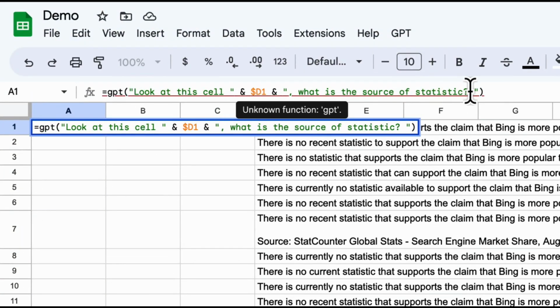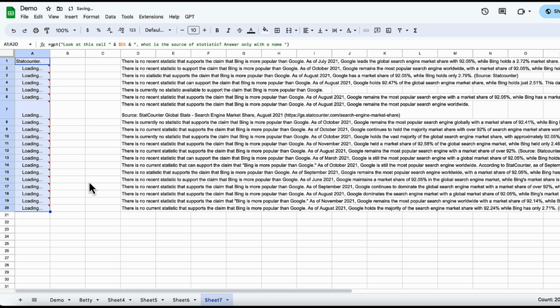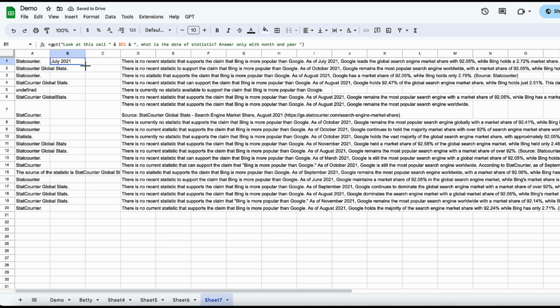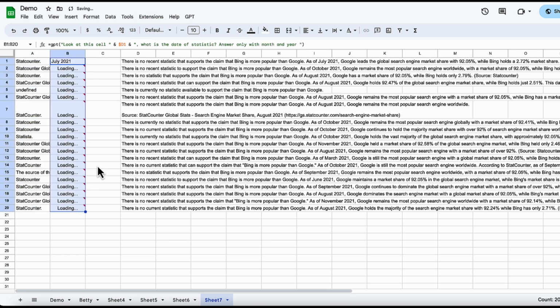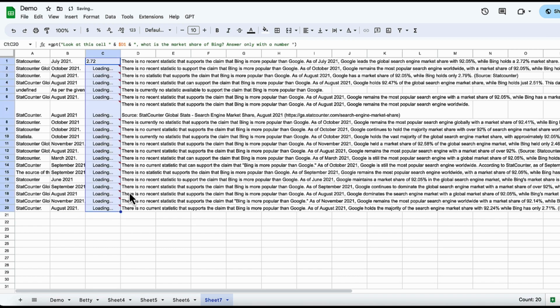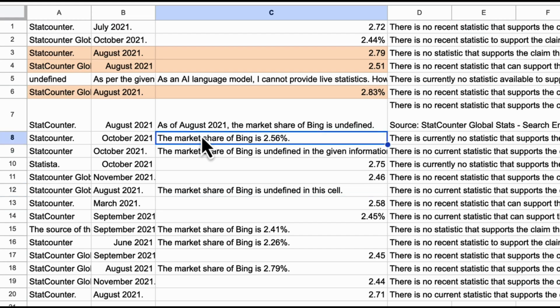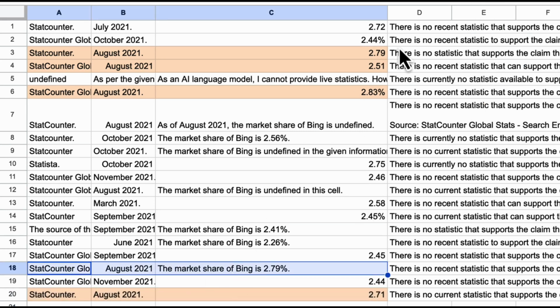In the first column, I'm prompting to pull the source of a statistic. In the second one, I'm asking for the month and year. And in the third one, I'm asking for Bing's market share. Let me highlight this for you. So we have the same source and the same time of a statistic, but the statistics completely differ.